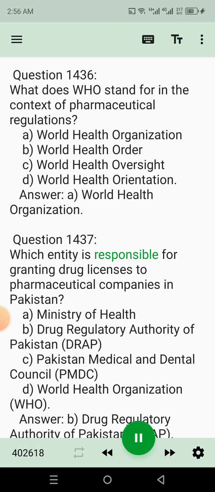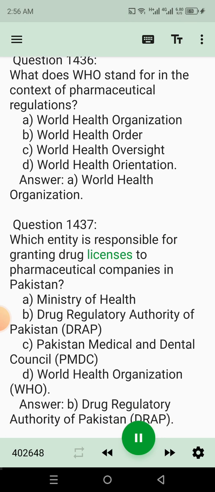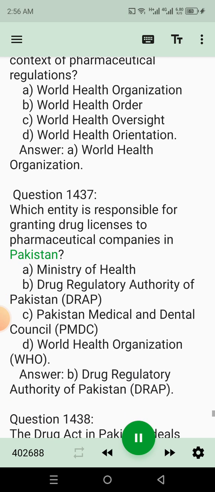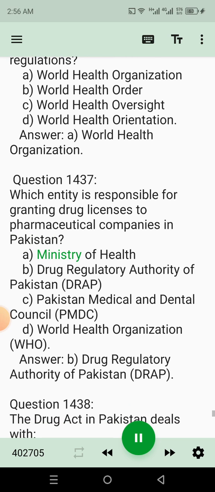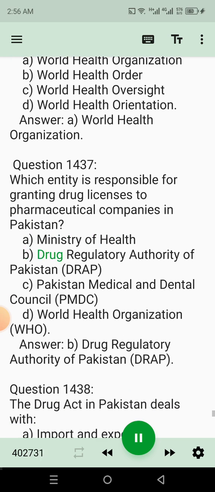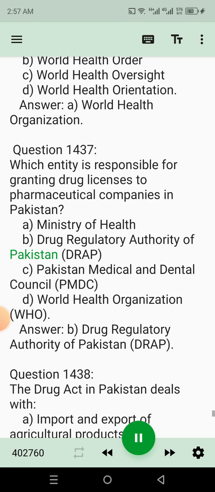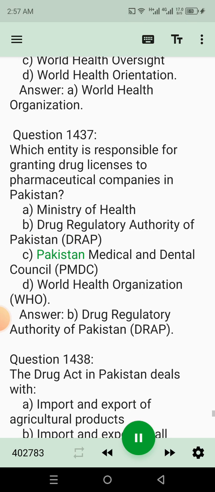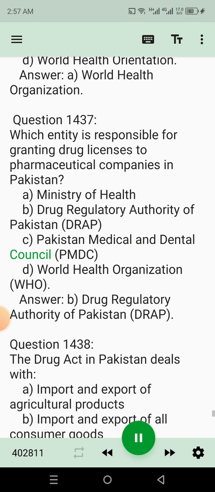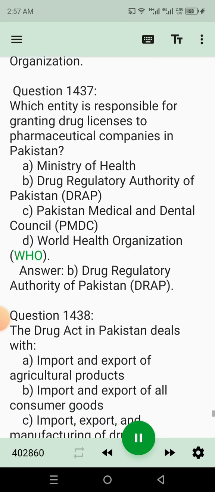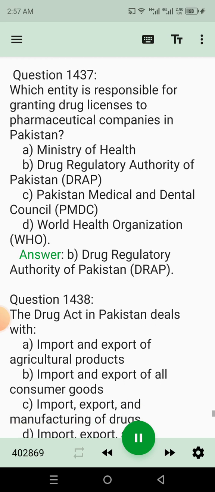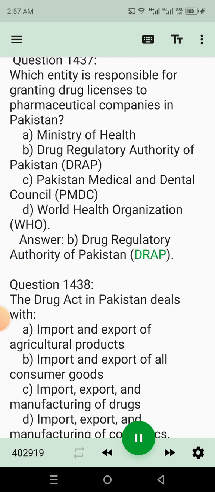Question 1437. Which entity is responsible for granting drug licenses to pharmaceutical companies in Pakistan? A. Ministry of Health. B. Drug Regulatory Authority of Pakistan, DRAP. C. Pakistan Medical and Dental Council, PMDC. D. World Health Organization, WHO. Answer. B. Drug Regulatory Authority of Pakistan, DRAP.